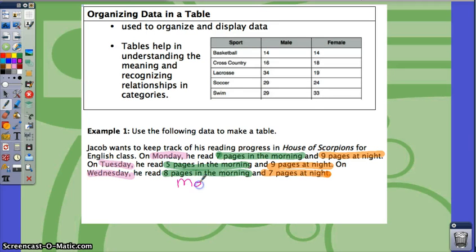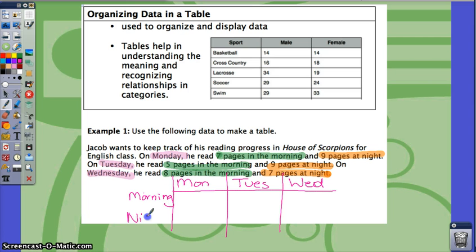okay, I have Monday, Tuesday, and Wednesday. So I'm going to have information for all 3 of those days. And within those days, I'm going to have morning and night. Now you could switch this, okay? Morning and night could have been the horizontal ones, and Monday, Tuesday, Wednesday could be over here. Doesn't matter. Both would work.